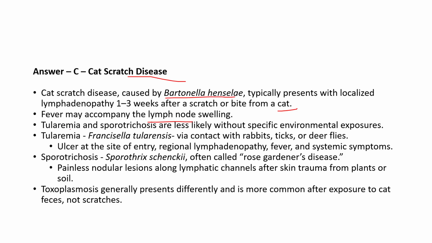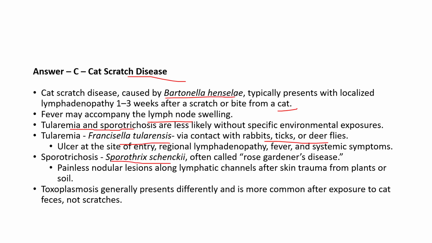Why the other options are not the case? Tularemia and sporotrichosis are less likely without specific environmental exposure. Sporotrichosis, usually there is a thorn prick. It's usually inoculated. It's called Rose Gardener's disease, and it's usually a thorn prick. Tularemia is by Francisella tularensis, and it is with contact with rabbits, ticks, or flies. There is ulcer at the site of entry, regional lymphadenopathy, fever, and systemic symptoms.